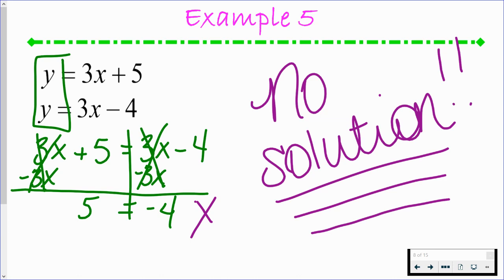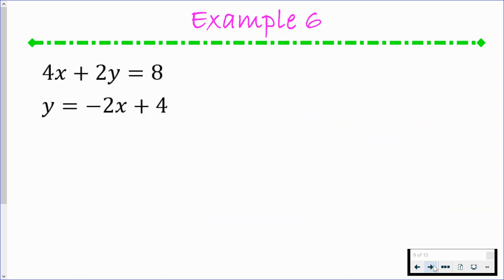Okay. So again, when the variables cancel out and you're left with not a true statement, then it is no solution. And finally, example 6.